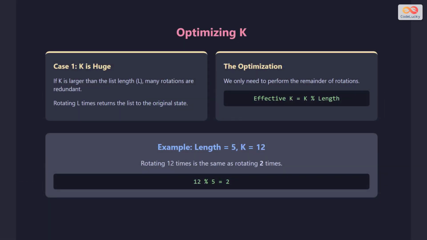A key insight is dealing with large values of k. If the list has a length of 5, rotating it 5 times brings it back to the start. So, if k is 12, that is actually the same as rotating it 2 times. We can use the modulo operator to find the effective number of rotations needed.